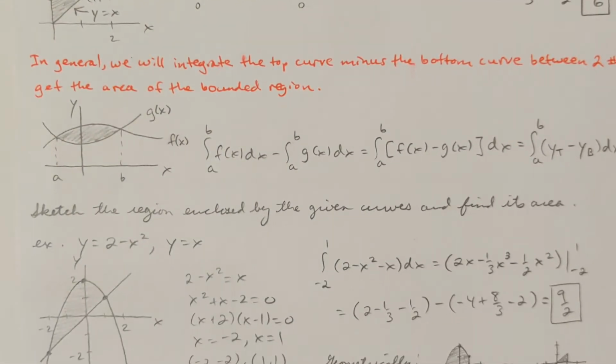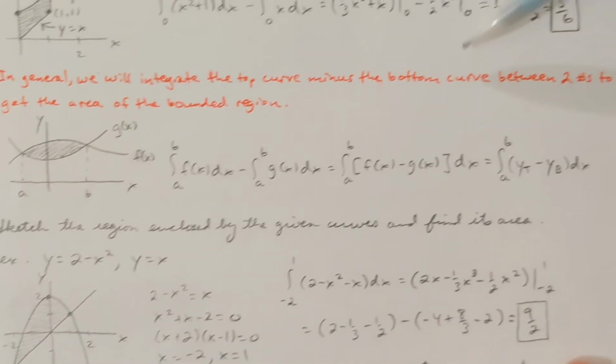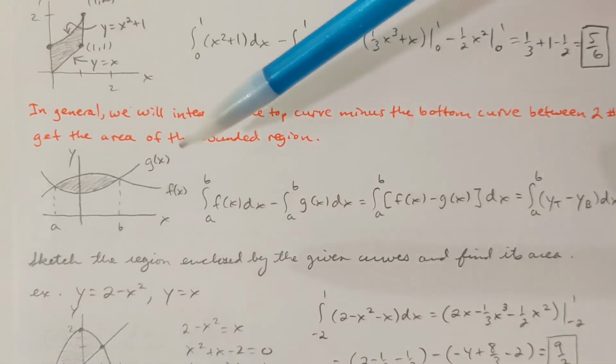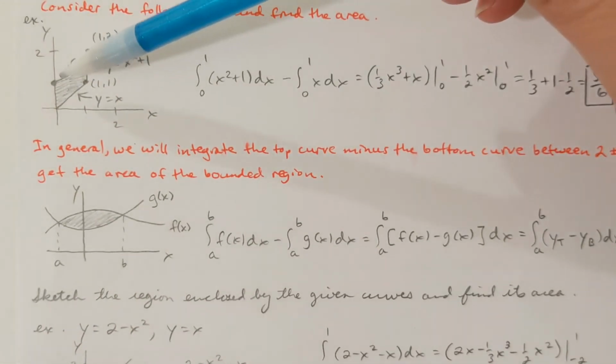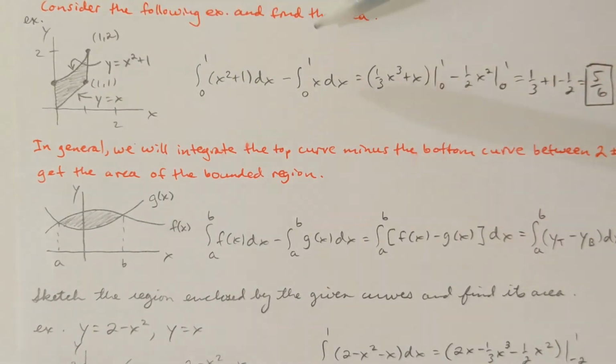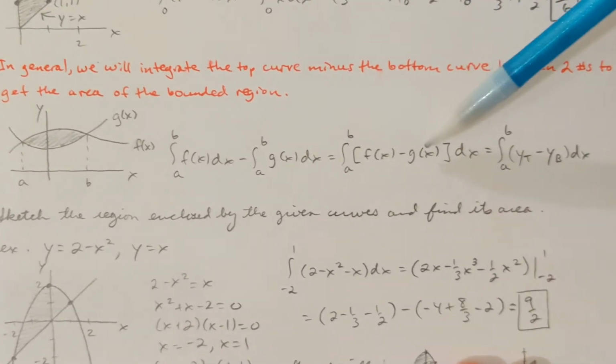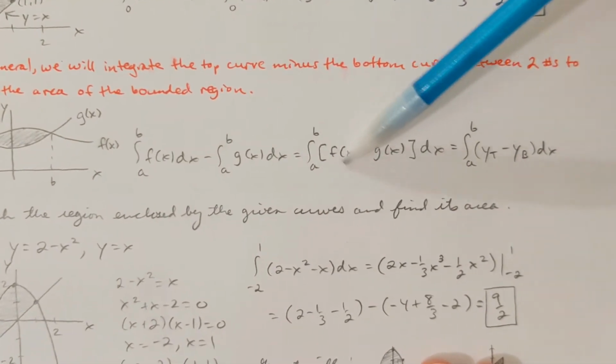Now in general, we will integrate the top curve minus the bottom curve when we want to find the area between two curves for a bounded region. That's what I was doing here. I took the top curve minus the bottom curve, and so in general, that's what you're going to want. And you can represent that as a single integral then.